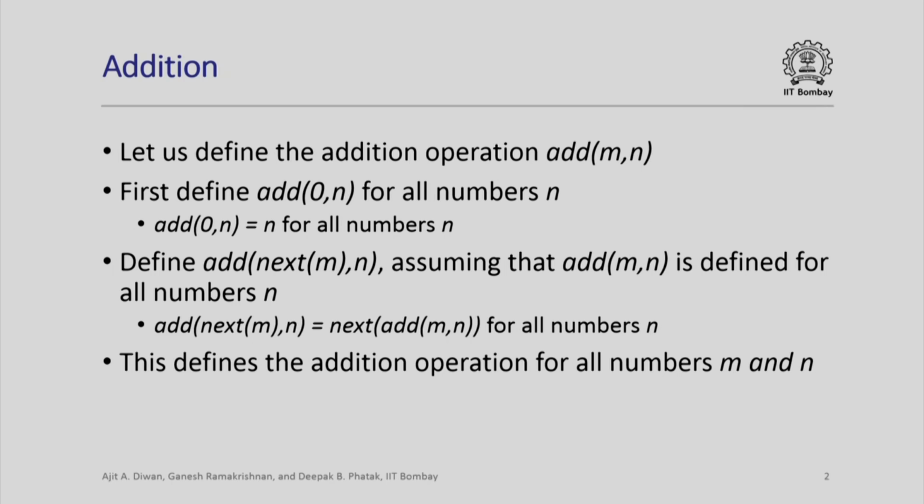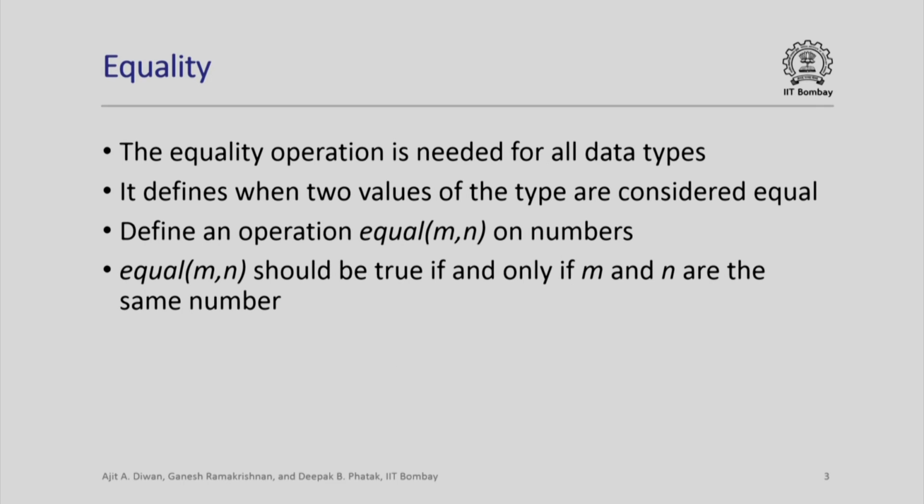Now, this defines the addition operation for all numbers m and n, because we have defined it for m equal to 0 and all values of n, it is add 0 n is n, and assuming it is defined for add m comma n, it is defined for add next m comma n. So, add of next 0 comma n will be next of add 0 comma n, which will be next of n. Add of next of next of 0 comma n will be next of next of n, and so on. So, you get exactly what you want in the addition operation, but this is a formal way of defining it, which allows us to prove properties of addition, and it is a clear unambiguous way of defining the meaning of addition operation. So, let us look at another such operation.